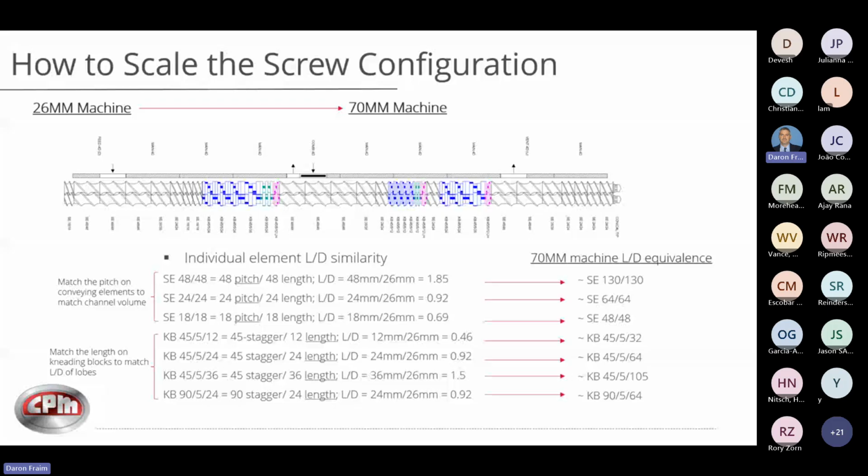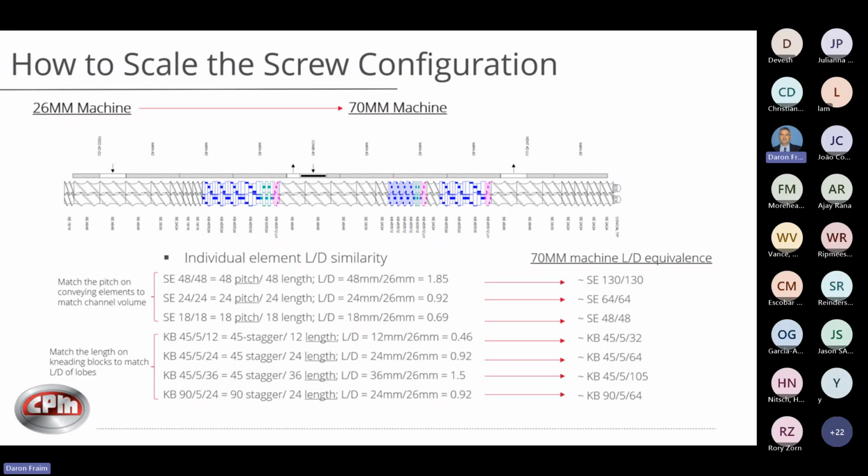And you can see as you proceed 24 length, 36 length, and so forth. So when I translate to my 70, I want to try my best to match that equivalence in L over D. So for the 4848 element on the 26 machine would equate to about a 130 for the 70. Because if you do the math, 130 pitch divided by 70, you're going to be pretty close to 1.85. And you continue the same strategy here.